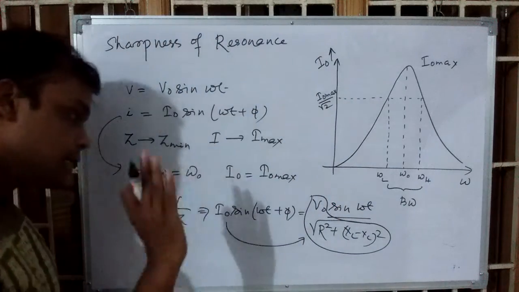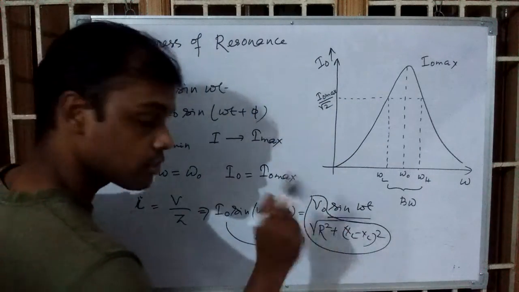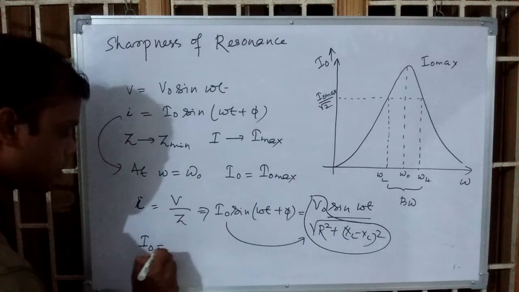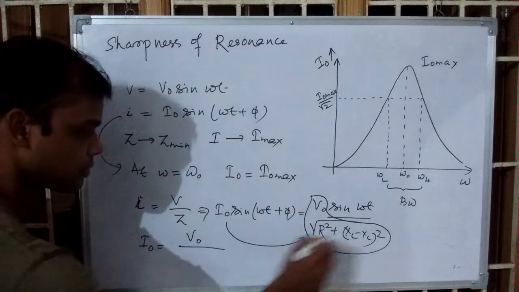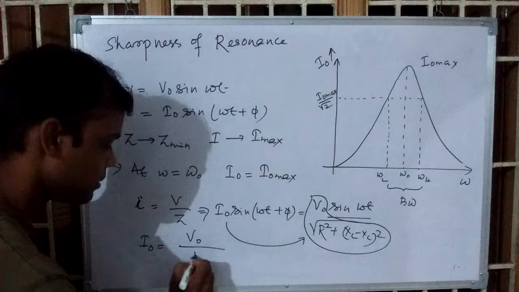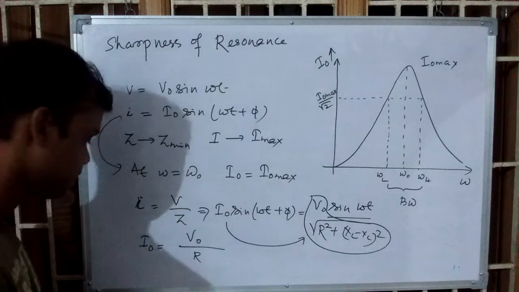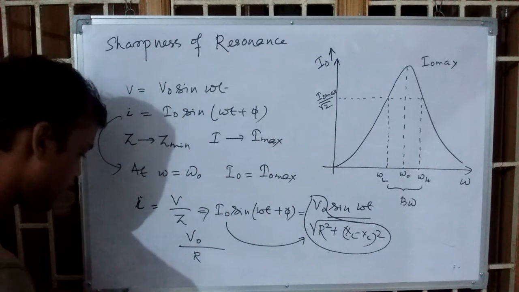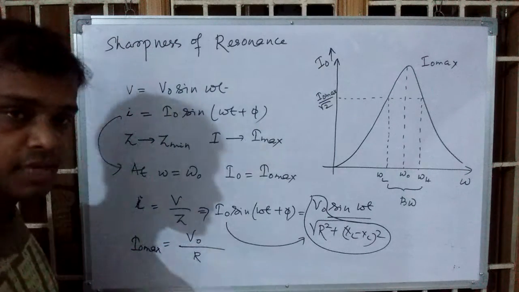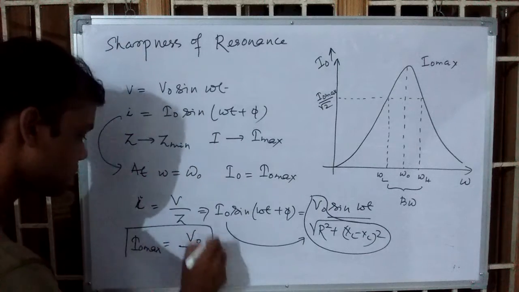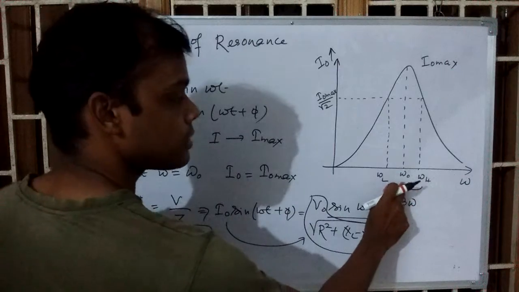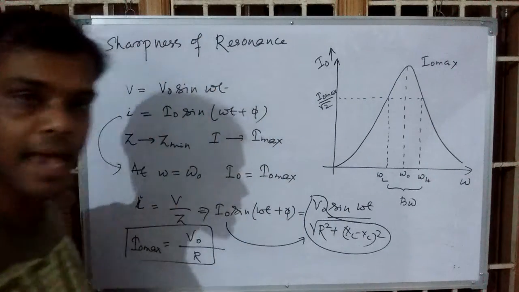Okay. Now at omega equal to omega naught, this part becomes 0. If I write I naught equal to V naught by this much, at resonant frequency this part is 0, so only the square root of R square remains, that is R, and it will become I naught max because impedance is minimum. So I naught max is equal to V naught by R. This is this point. At resonant frequency I naught is I naught max.